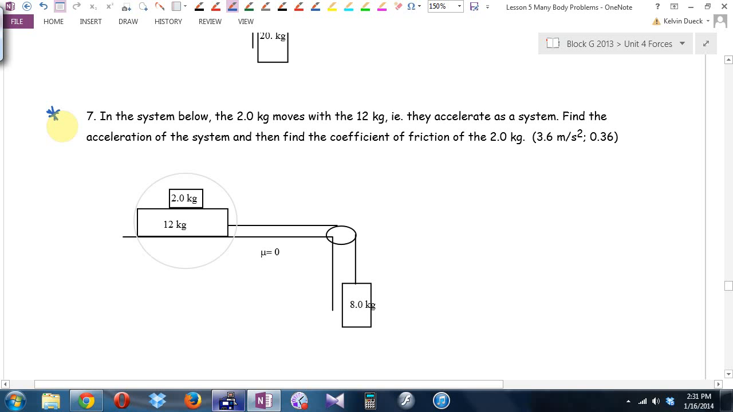Number 7, I think the acceleration can be done. The trick is, don't treat that as a 12 and a 2. Treat that as one big what? 14. But then it says find the coefficient of friction between the 2 and the 12. That's actually from an old old physics 12 provincial exam nasty question. See if you can figure that second part out. I'll be impressed if you can.